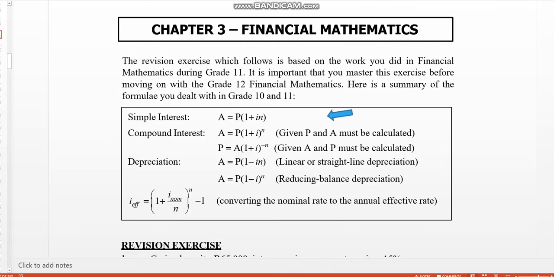So we are back again with mathematics for grade 12. We're just going to be starting a series on financial mathematics.